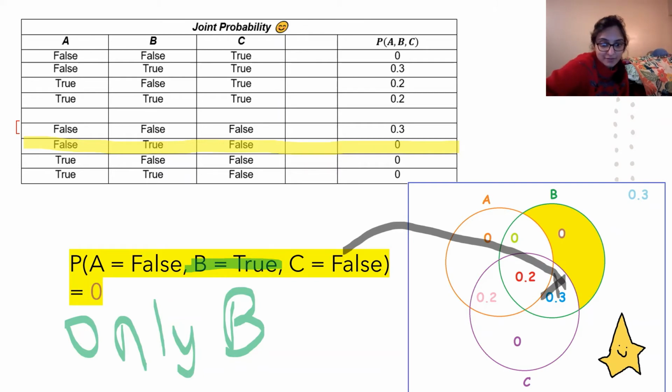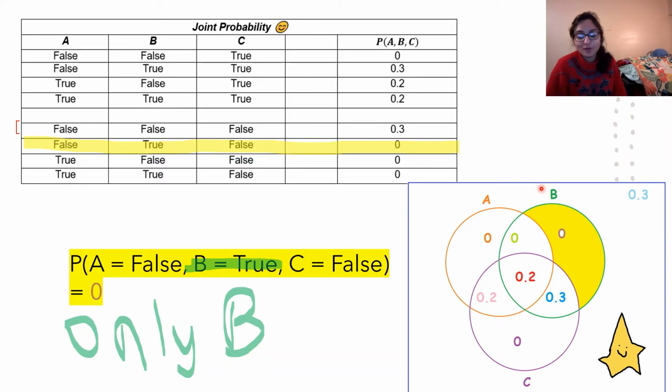Because A is false, we cut out that part. So basically, just to think of it again, this part of only B is this part here, the part of B that is true, where A is not true and C is not true. So this part here, where A is false, B is true, C is false, is 0. Only B is represented by this.